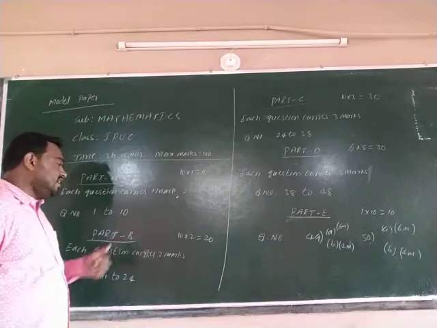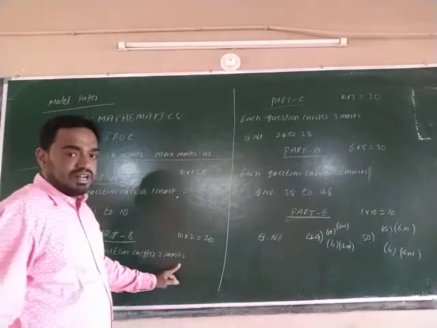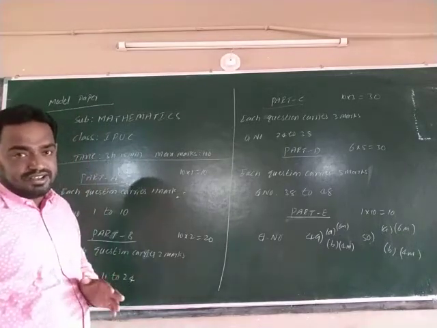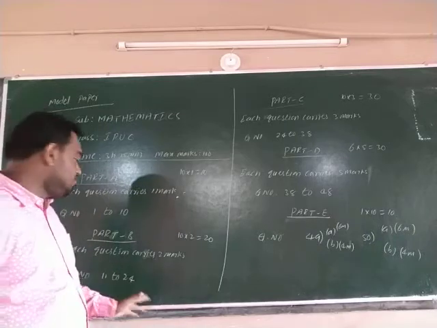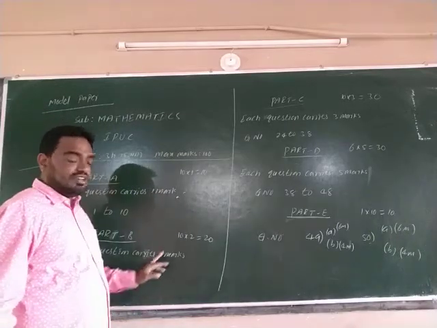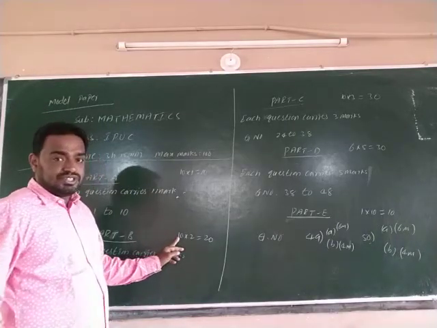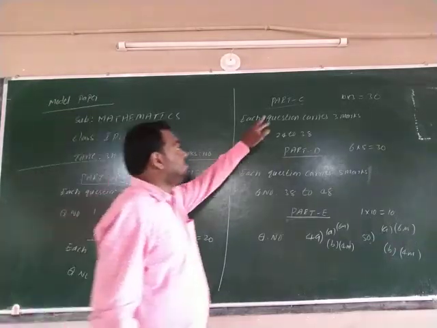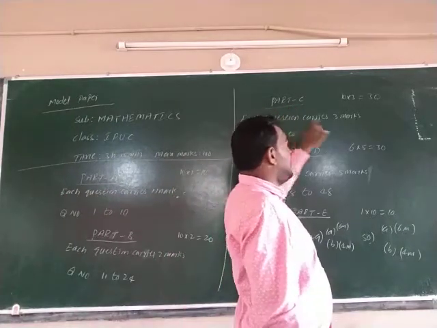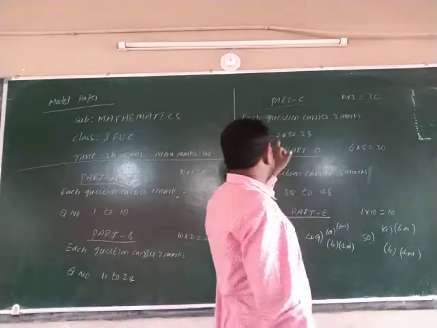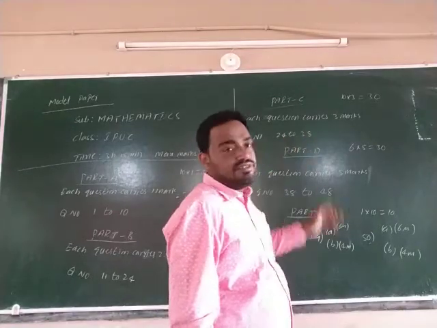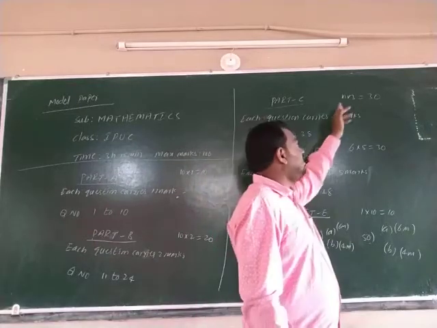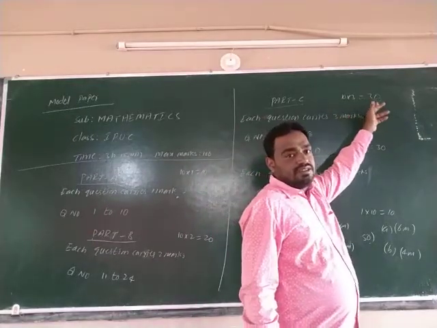In part B, each question carries 2 marks. Here question number 11 to 24. That means how many questions are they giving? 14 questions. Out of the 14 questions, we need to solve any 10. Each question carries 2 marks. Total 20 marks. Next, coming to part C, each question carries 3 marks. Question numbers from 24 to 38. That means again 14 questions. In those 14 questions, we need to solve any 10. 10 into 3, 30 marks.